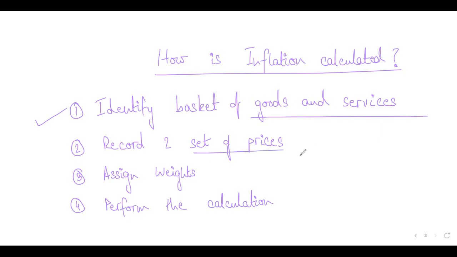Then what does it mean to record two sets of prices? Think about this. Inflation is change in prices. So if you're calculating the change in prices over a year, you will record the prices of the products that are part of your basket of goods on 1st January. Say 2021 has just passed. If you are calculating inflation for 1 year, you will record the prices of each of these products on 1st January 2021 and on 31st December 2021, right?